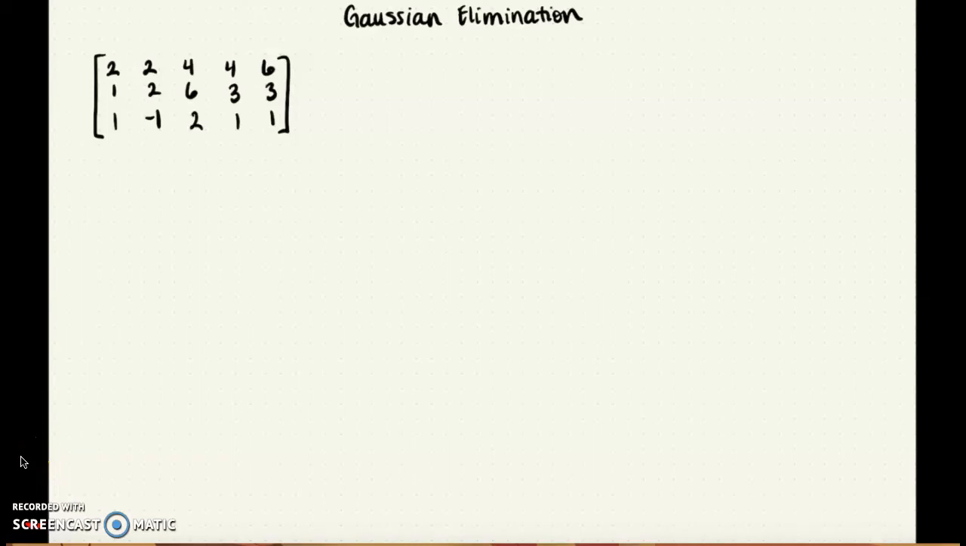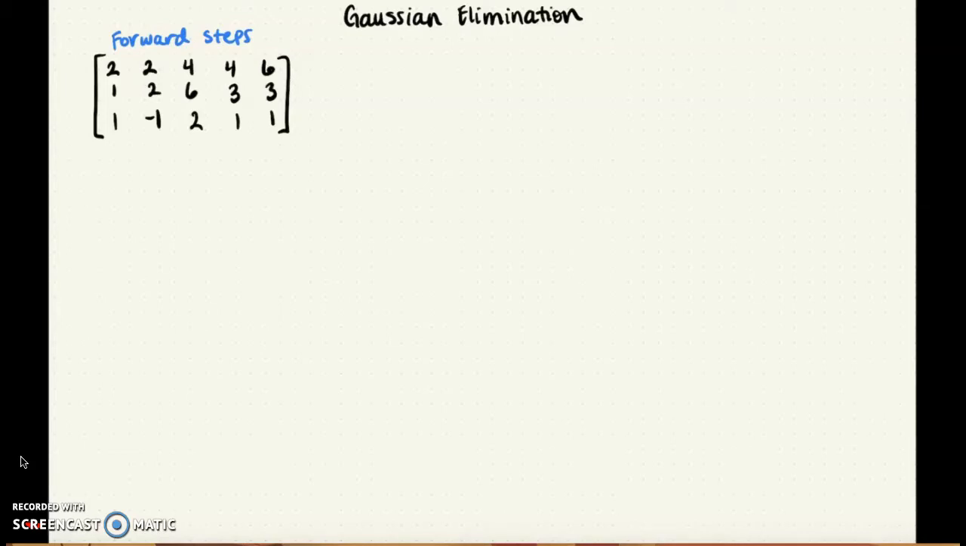Today we're going to do an example of Gaussian elimination. So I'm going to start with this 3x5 matrix, and we're going to do the forward steps and the backward steps to get a reduced row echelon form of this matrix. So let's start with the forward steps. Now the forward steps, our goal is to get the leading ones and then zeros below them.